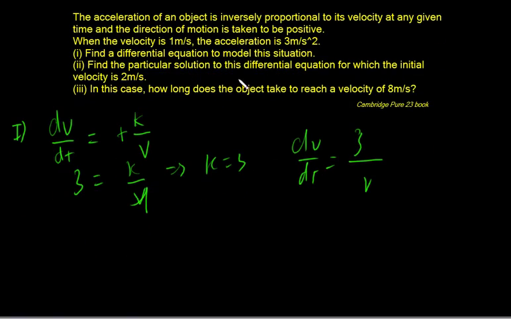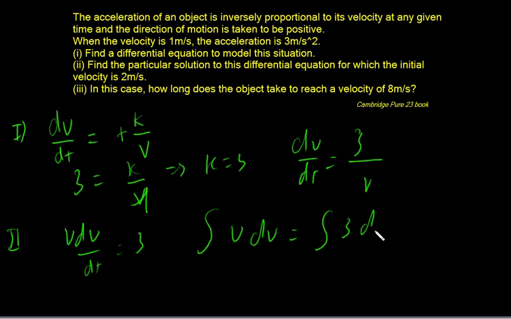Now, the second question. Find the particular solution to the differential equation for which the initial velocity is 2 meters per second. First, we need to solve this differential equation. So we have v dv over dt is equal to 3. Remember, v is here, so we move v here. Then integrate them both. Here we have v squared over 2 is equal to 3t plus c.